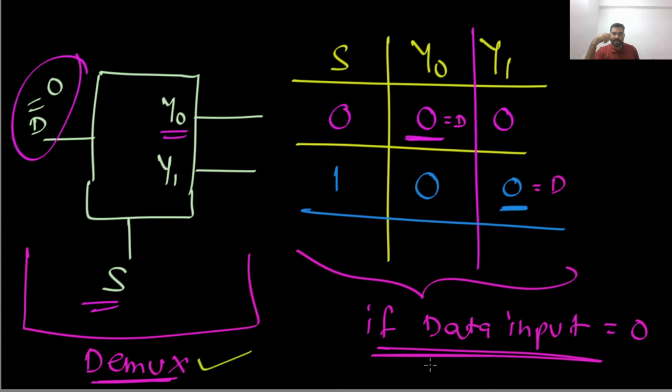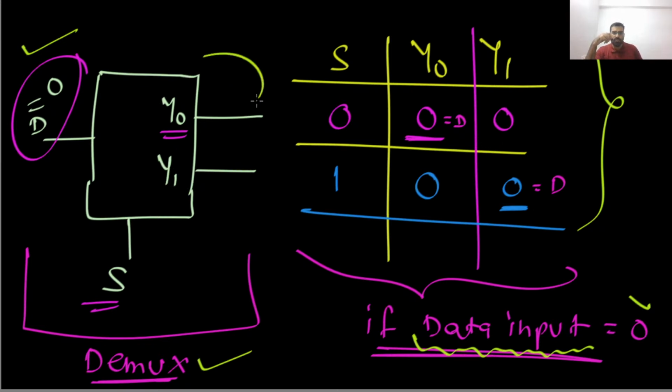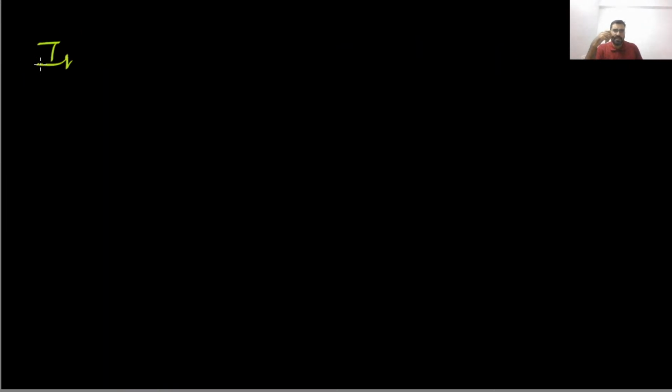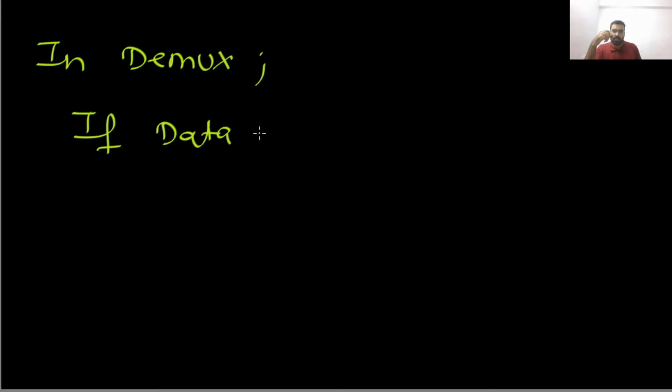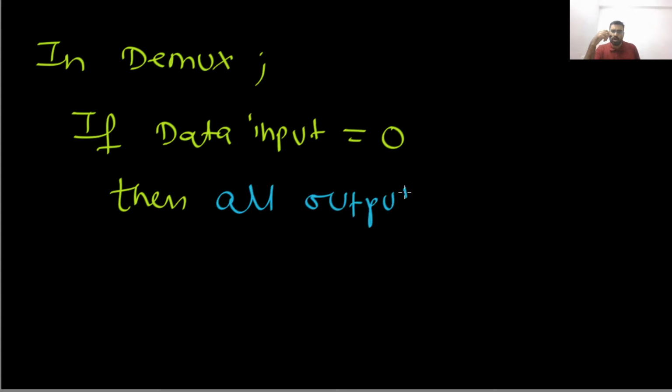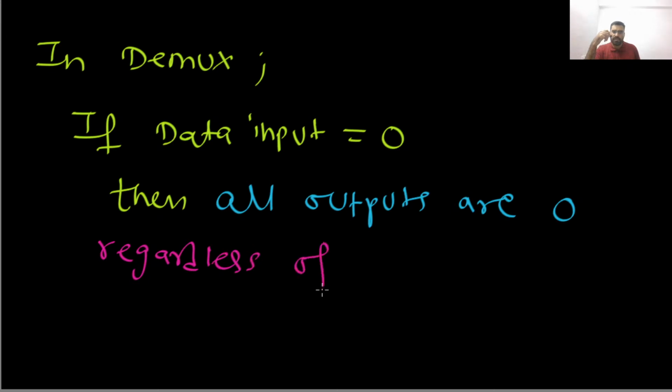Because you know that in a demultiplexer, if the data input is 0, then both outputs will be 0. So I can say in a demultiplexer, if the data input is 0, then all outputs are 0, correct or not? Then all outputs are 0 regardless of the select lines.